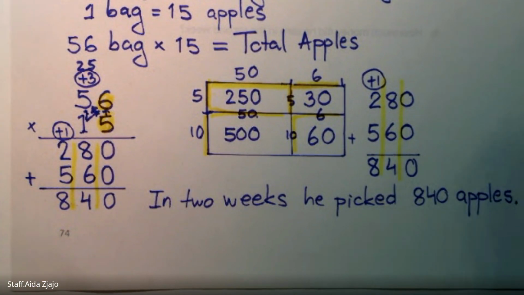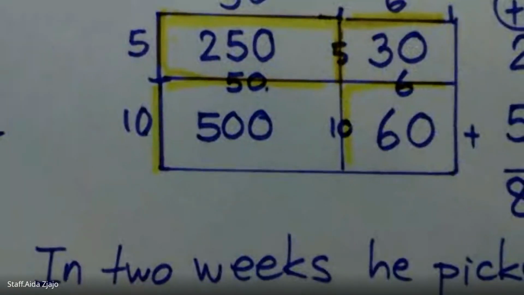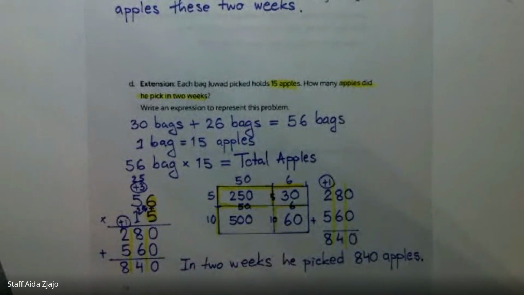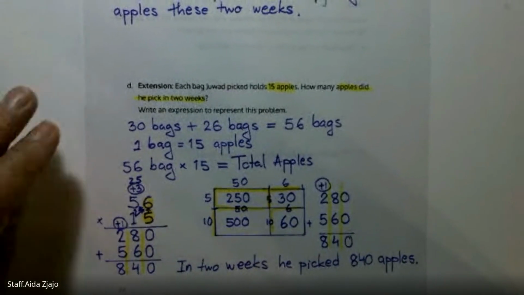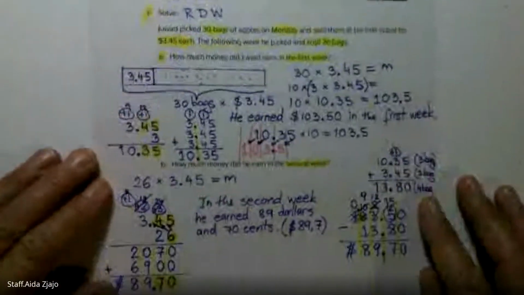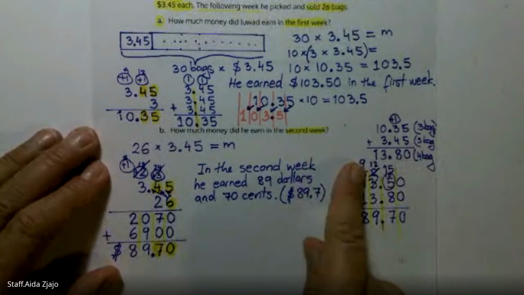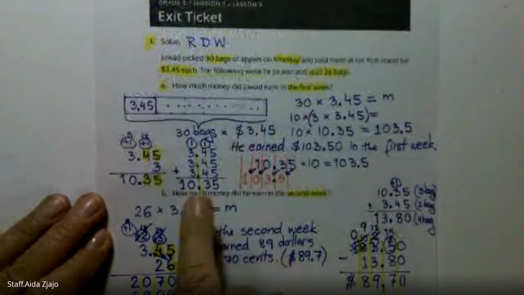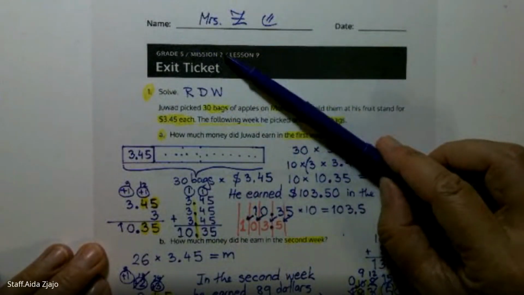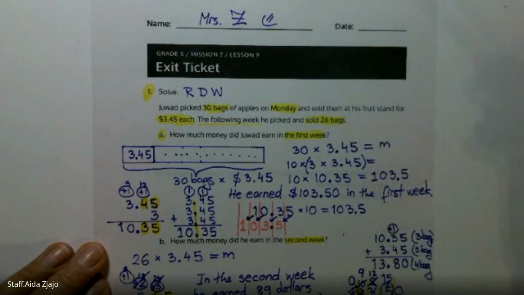And that is the last question, D, on lesson 9. This was D. And then this was C. And then this was B. And this was A for the exit ticket, grade 5, mission 2, lesson 9.